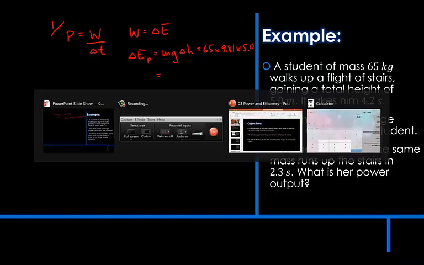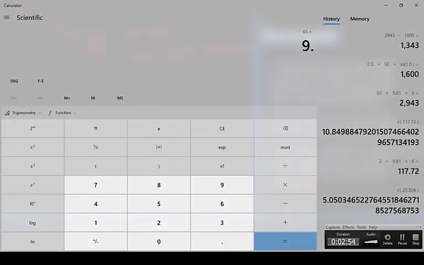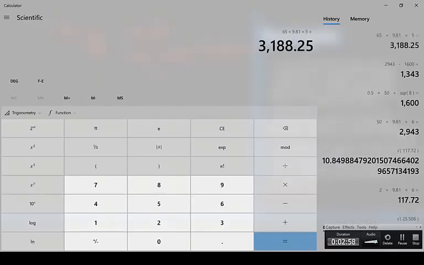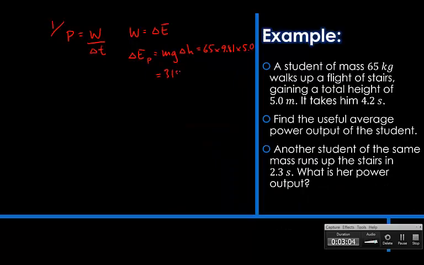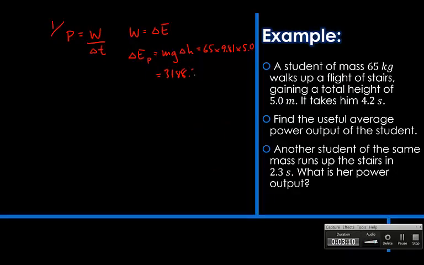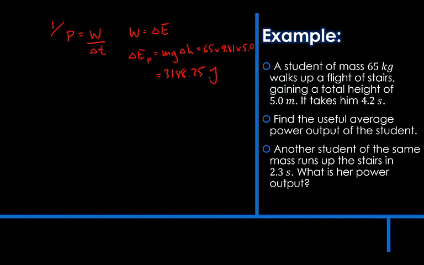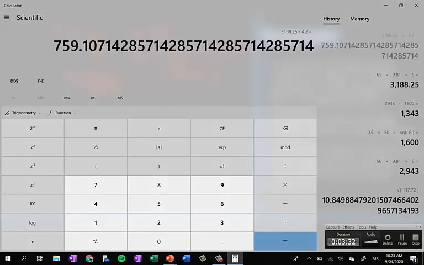which is equal to 3,188.25 joules, and so the power is equal to 3188.25 divided by the time taken, which was 4.2, which is 759.